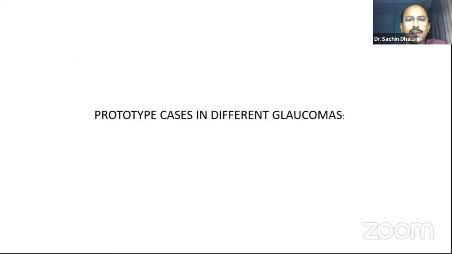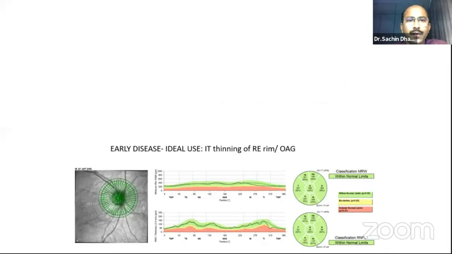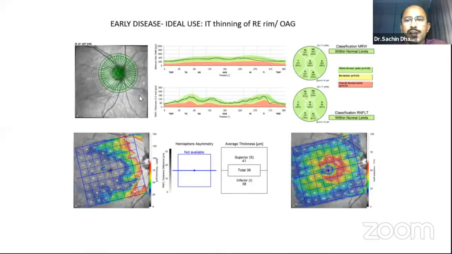So prototype cases in different glaucomas, I'll just highlight in a jiffy. You see this early disease here. If you can see, on clinical examination there was an RNFL defect. So here you can see there is a depression in the MRW. There is a depression which is local, which is not picked up in the sectoral Garway-Heath maps. But you know that there is a definite notching here.